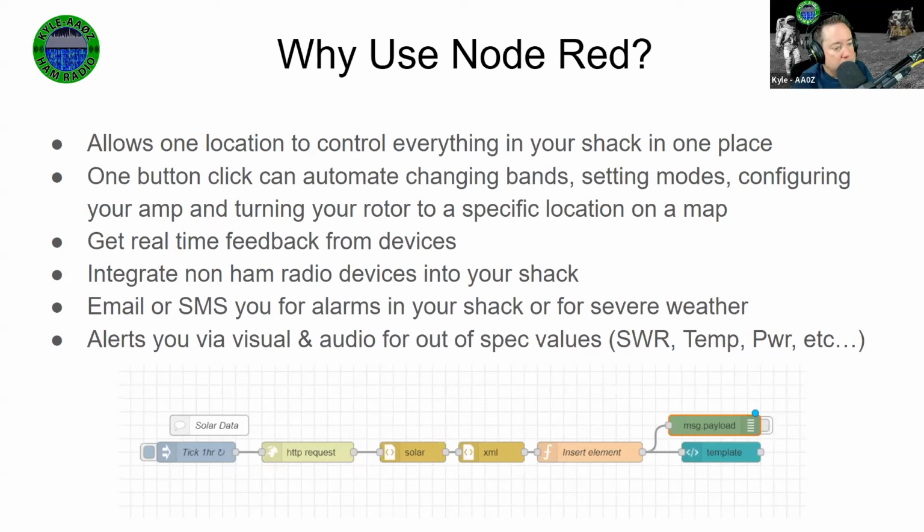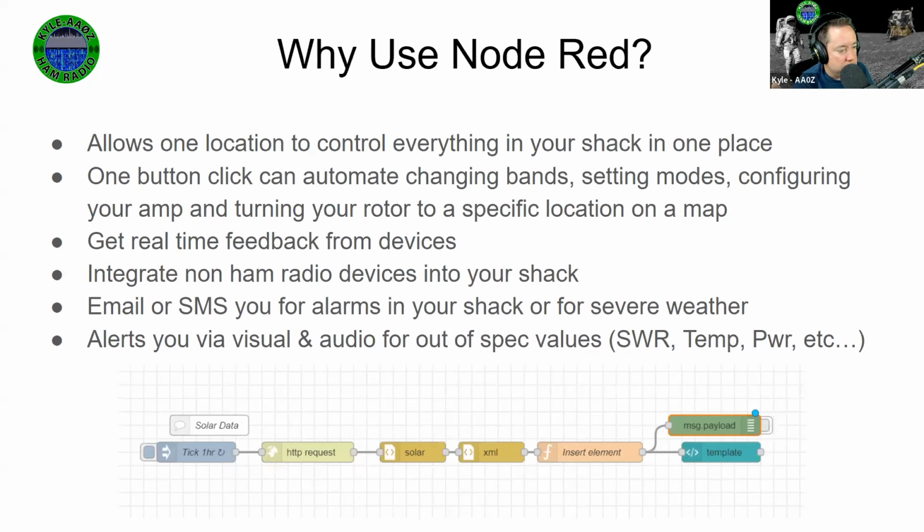You can email or SMS alarms in your shack for severe weather. We've got this at one of our contest stations. If lightning strikes within 25 kilometers of our shack, it shuts everything down automatically. And we can override that, but we have that going all the time. So whenever we're not around, it just automatically shuts down the shack.